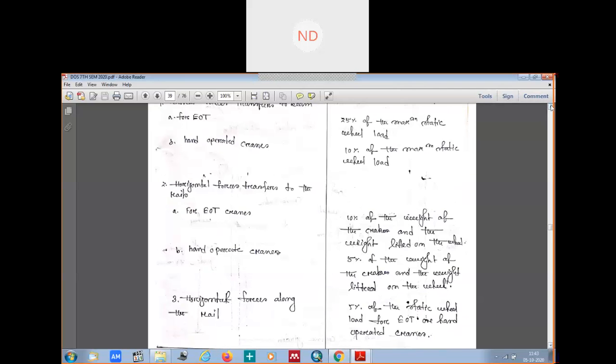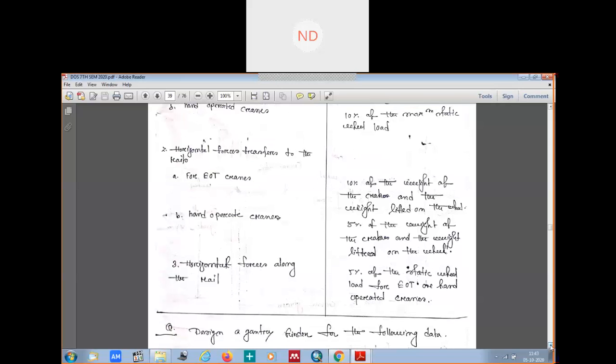Okay. Another one, if you see here, the horizontal forces along the rail. This was your surge load here, and this is along the rail, which is the braking load. In case of braking loads, the impact allowed according to IS 875 is 5% of the static wheel load for EOT. For the horizontal forces along the rails, it is 5% of the static wheel load for both EOT and hand operated. If it is hand operated, it is 5%, and if it is EOT, also 5%.